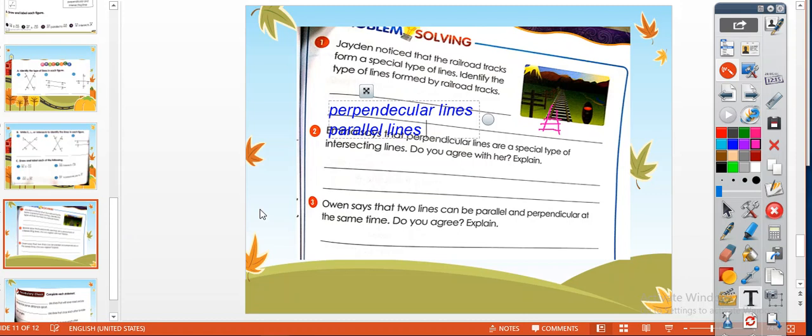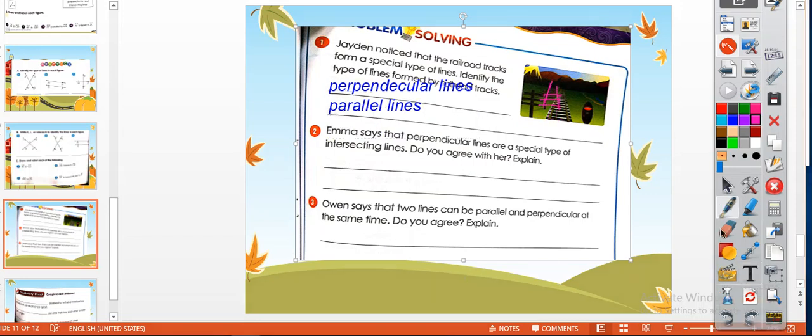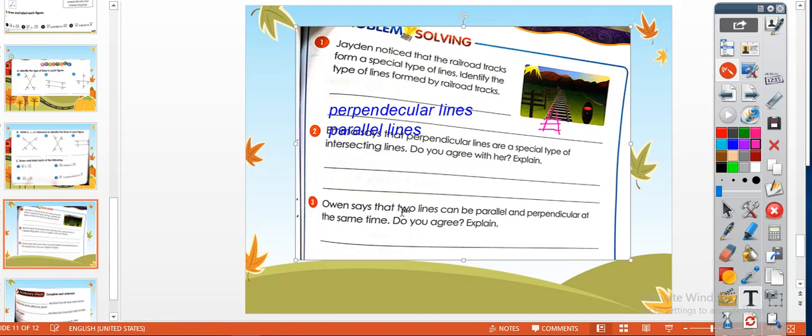Owen says in question 3 that two lines can be parallel and perpendicular at the same time. Do you agree? Well, how can they be parallel and perpendicular? Parallel lines do not ever meet, so they cannot ever be perpendicular. So no, I don't agree, because parallel lines never intersect.